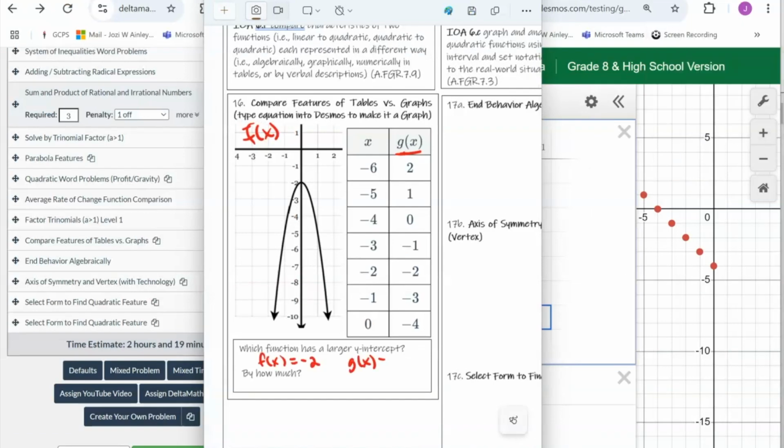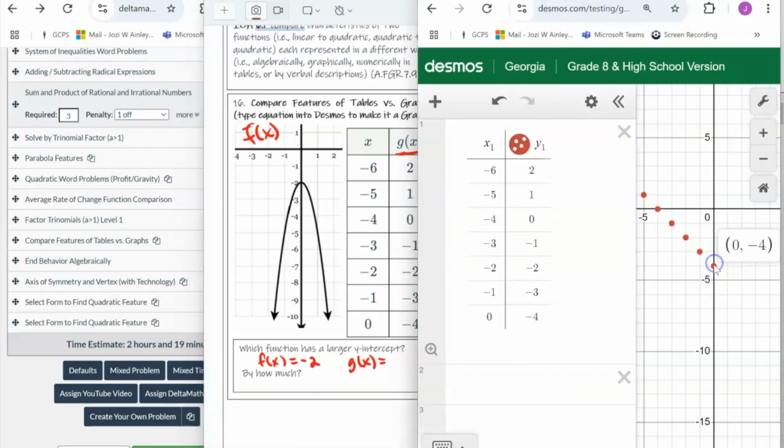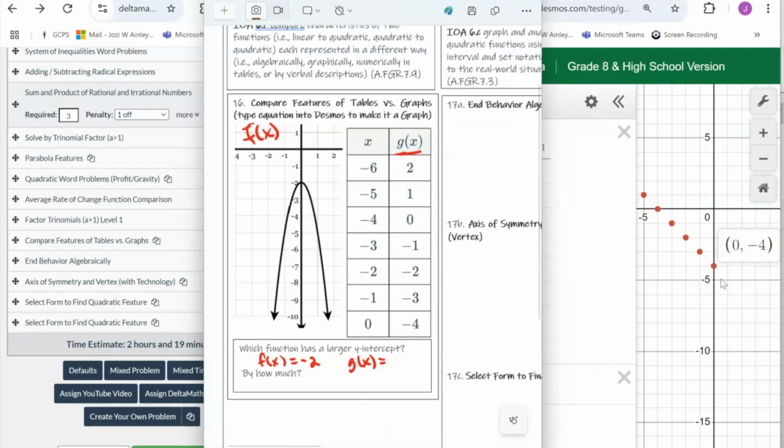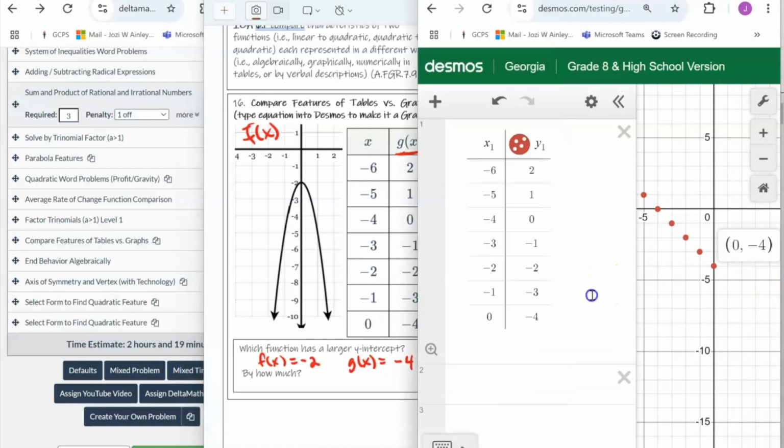What is the y-intercept of g of x? Now, there is a shortcut that I taught you, but if you don't remember it, you're going to come right here, and that's where it crosses the y-axis at 0, -4. So it crosses at -4. All right, now what if they didn't give you that? Well, we can make this into an equation so we can see it. And this, we said, looks like a what?